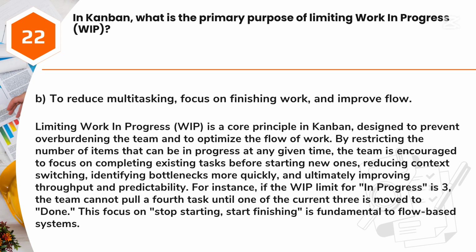Answer: B. To reduce multitasking, focus on finishing work, and improve flow. Limiting work in progress, WIP, is a core principle in Kanban, designed to prevent overburdening the team and to optimize the flow of work. By restricting the number of items that can be in progress at any given time, the team is encouraged to focus on completing existing tasks before starting new ones, reducing context switching, identifying bottlenecks more quickly, and ultimately improving throughput and predictability.